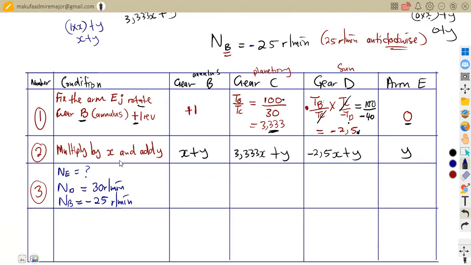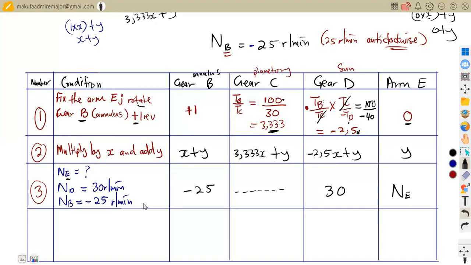All right. So now, B is the one that we are given. We said B is minus 25, so this is going to be a negative 25 under B. C, what is going to happen with C? We do not have any information about the planetary in this case, so that is nothing. D is 30 revs per minute. Then the speed on E is the one that we are supposed to calculate. So we do not know the speed on E. Using this information alone, we can calculate the speed on E on this condition.